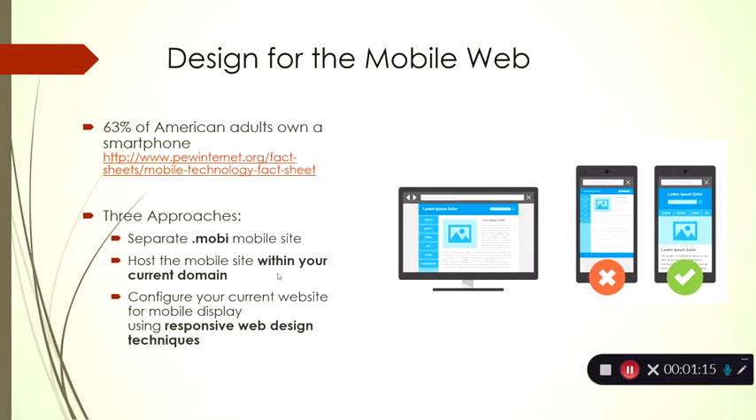And then the third one is making the same page responsive to display devices. It's called responsive web design techniques. So configuring the current website for both PC device and mobile device is called responsive web design. A more affordable and easier way is selecting the third one, the responsive web design. That means customizing your design so that it will get displayed in a different way for PC and mobile.